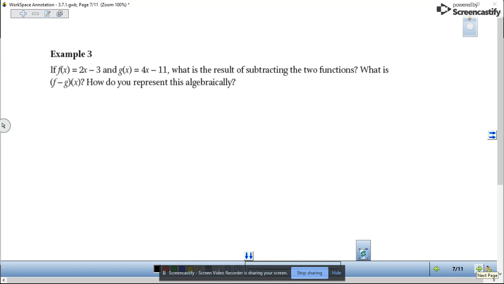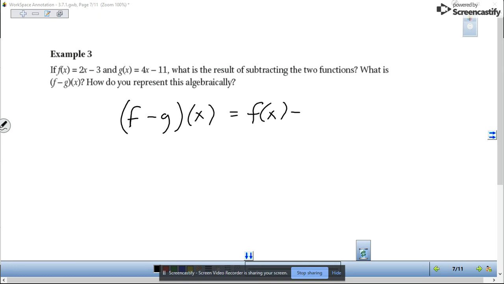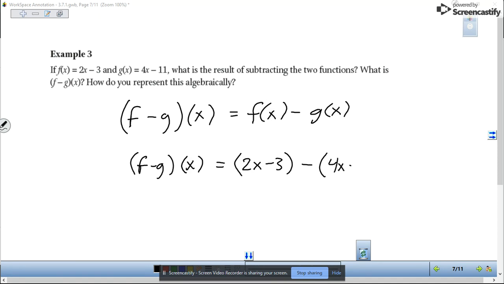Here we're subtracting. So f minus g of x is going to be f of x minus g of x. Okay? And so that's going to be 2x minus 3. I'm going to put parentheses this time. You'll see why in a second. Minus g of x, which is 4x minus 11.